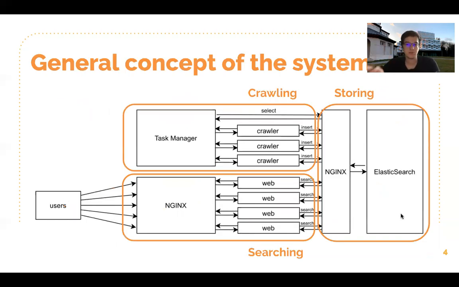So the general concept of our system is the following one. We have three subcomponents. It is crawling and searching, which are independent of each other, and storing, which is the database where all of our data is being stored. When users go to our website and send some requests, they go to the searching components, and they pass through our load balancing engine X. It balances the loads between our web processes, which perform search in our database, which is Elasticsearch.